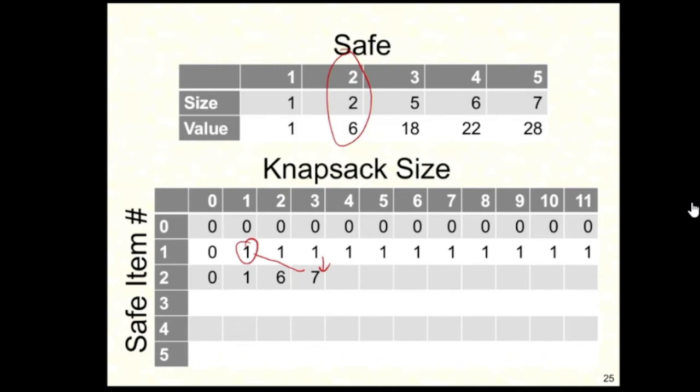And now everything looks the same after that, because it's always take this one or take 2 columns back plus 6. It's 7's all the way out.